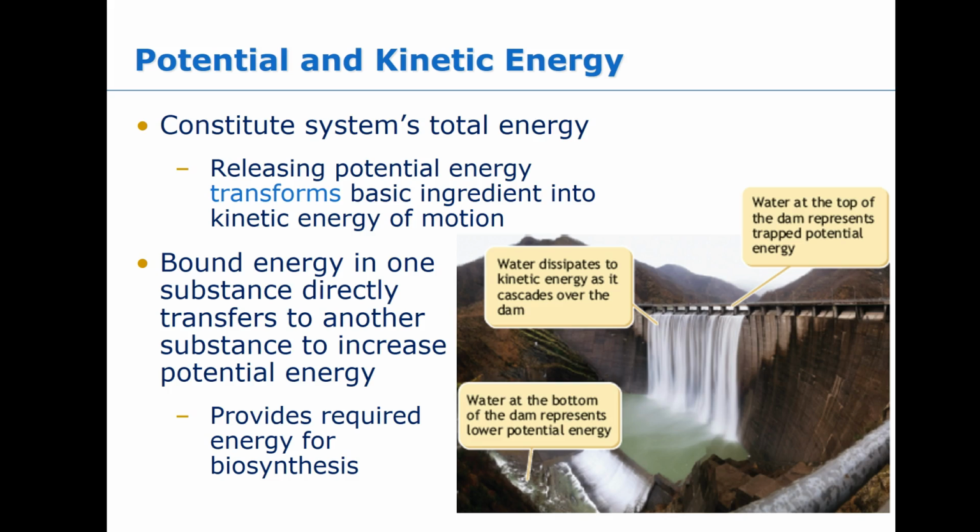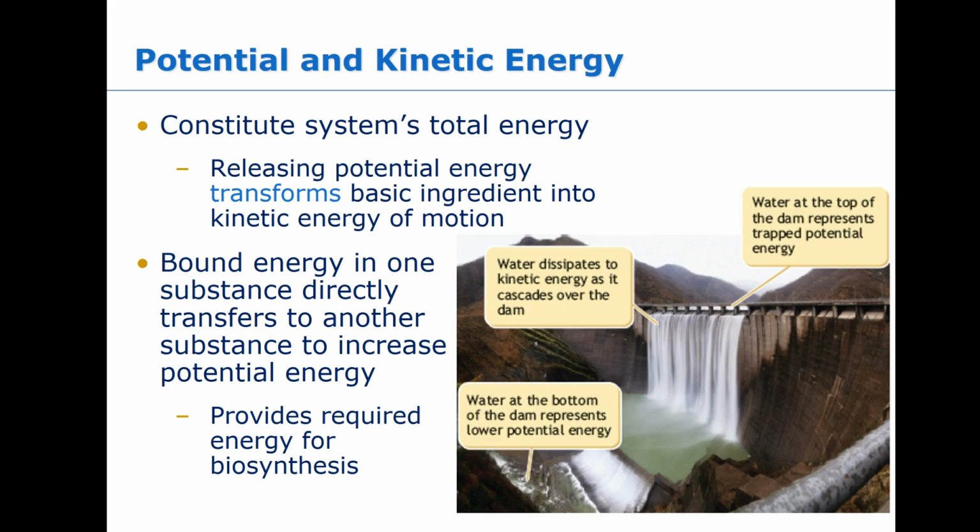So this leads us to our next definition and topics relating to potential and kinetic energy. This is basic science that's learned initially, I believe, at the elementary school level, and then it's revisited in middle school and again in high school. But potential and kinetic energy together constitute a system's total energy present. So when we release potential energy, this transforms into the kinetic energy of motion itself.